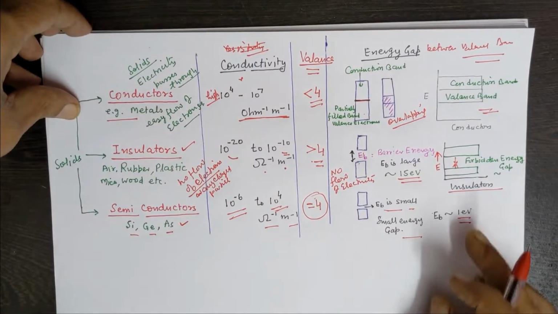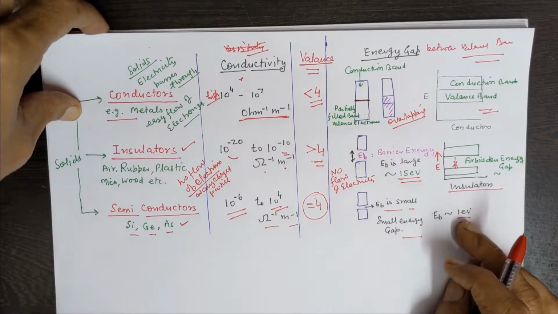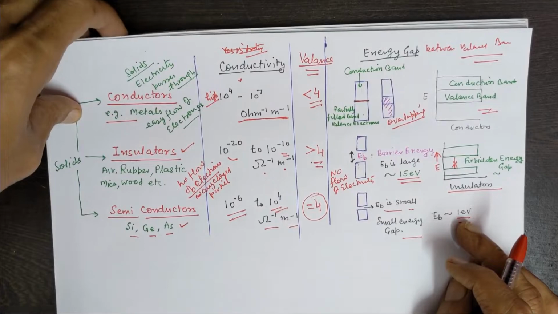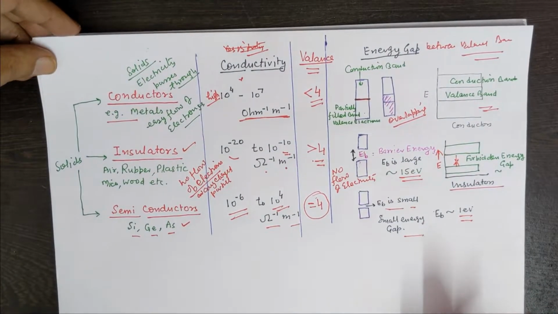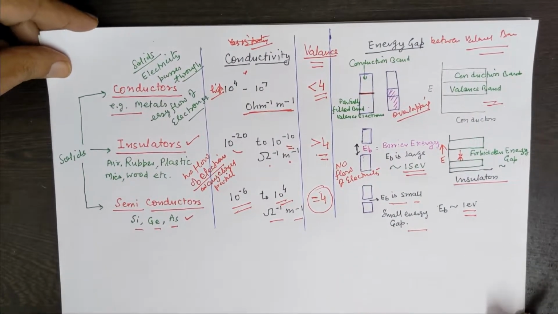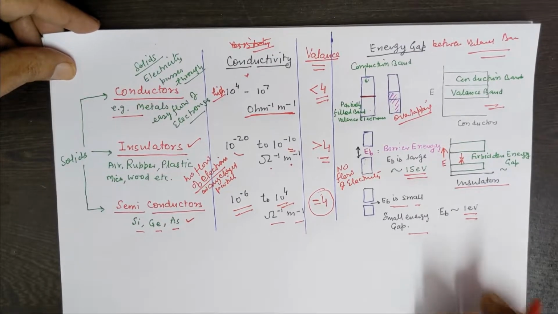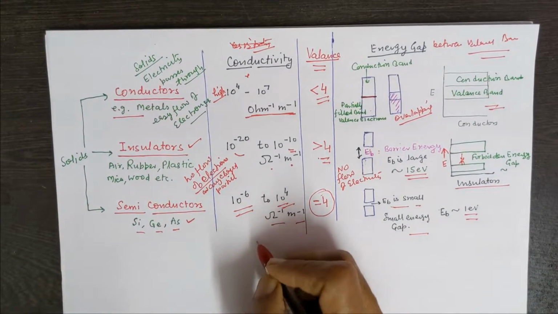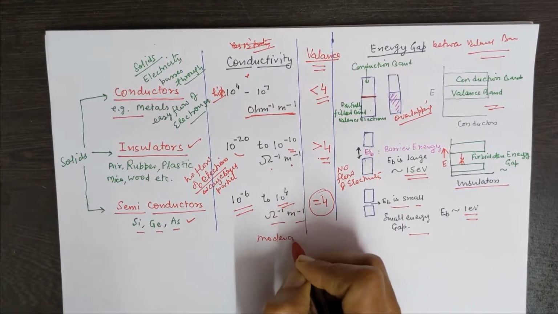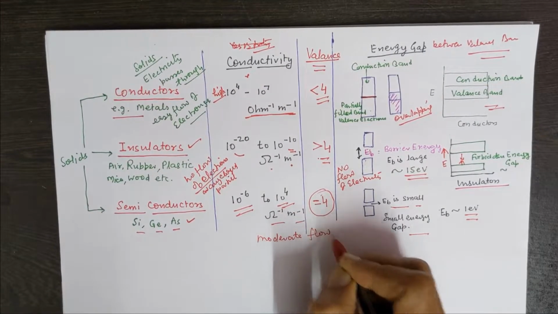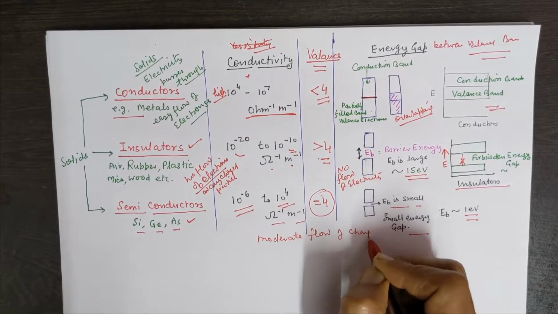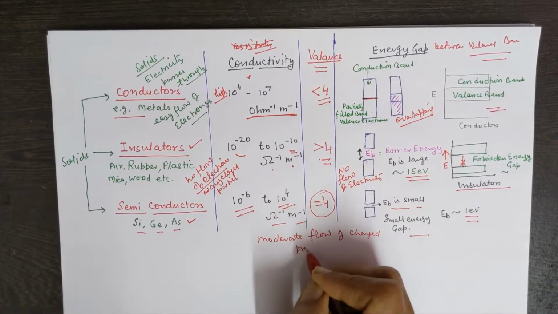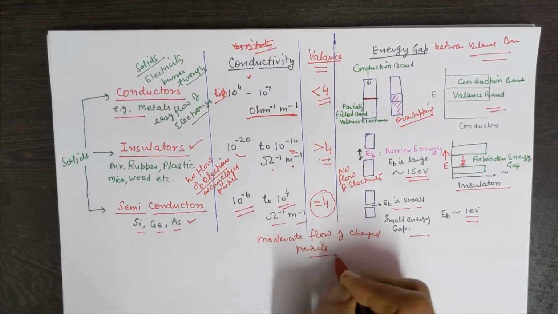So by giving this much of energy, the semiconductors start passing electricity, and without giving the energy they don't pass electricity. So there is moderate flow of charged particles in semiconductors.